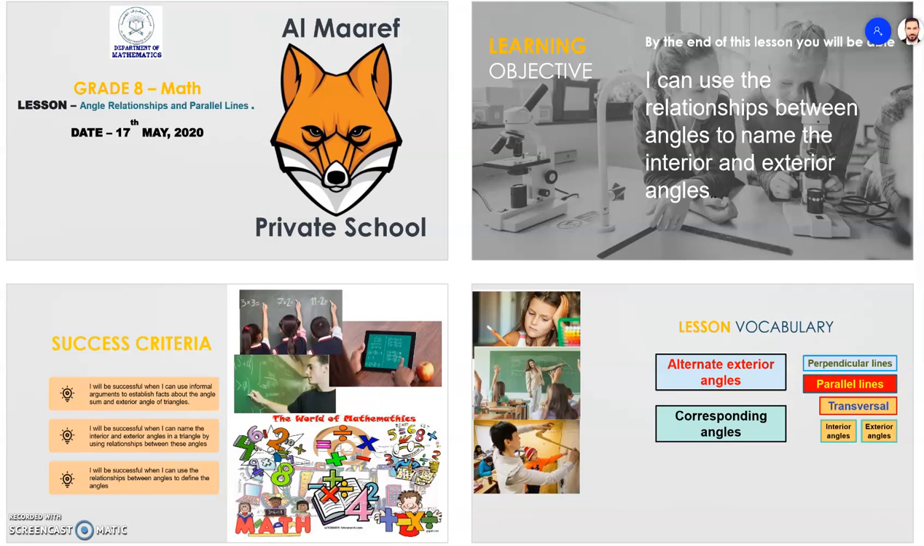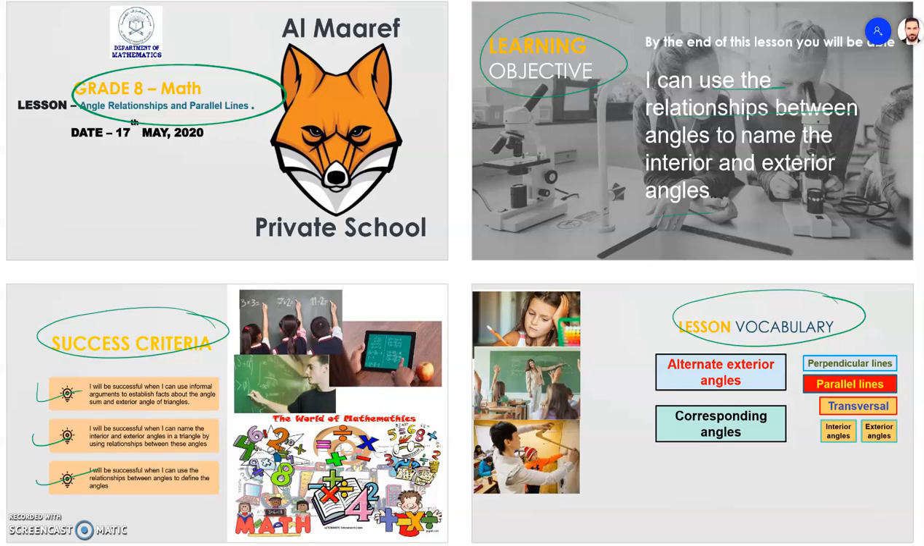We have finished algebra, so for this week we are going to talk about geometry. Our lesson today is about angles, relationships, and parallel lines. Your objective today: you will use the relationship between the angles to name interior and exterior angles for each of them. Success criteria: the way you solve the question. Read it very well please.